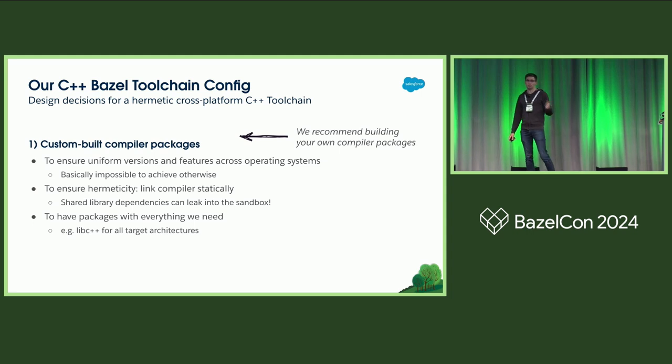Also, while we are at it, we decided to link our compiler statically, which is very helpful. Someone mentioned, I think yesterday, that shared libraries can break hermeticity, or it doesn't work on an older Ubuntu system or whatever. So that also helped us a lot. And we also realized that you can download pre-built Clang packages on the internet, but they're often missing something. For example, for us, the libc++ for all target architectures was just not in there. So if we build our own compiler package, you can just put everything in there that you need. It's, in theory, easy. It also took us a long time to configure our Clang build.